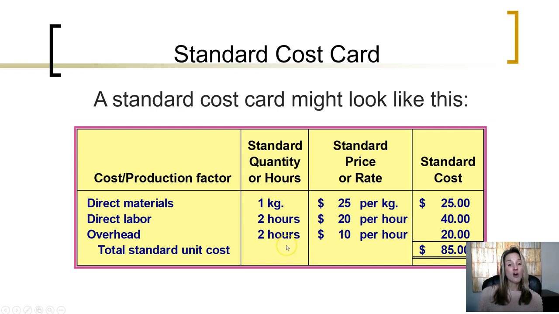And finally, our overhead: the standard quantity would be 2 hours at a standard price of $10, or a standard overhead cost of $20 per unit. So when we are budgeting on a per unit basis, the standard should be $85 in variable cost for each unit produced.